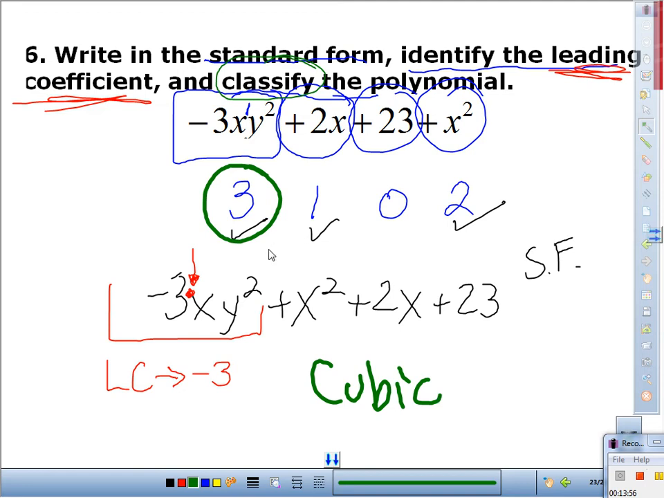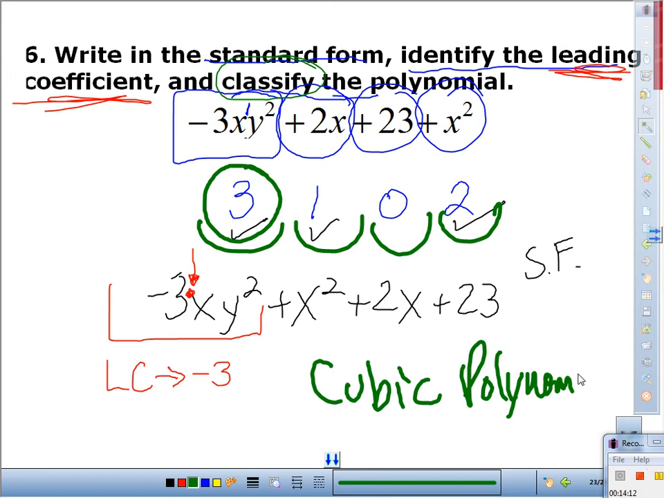How many terms does it have? Let's see. 1, 2, 3, 4. If there was only 1, it would be a monomial. 2, it would be a binomial. 3, a trinomial. But since it's more, it's a polynomial. Is it coming back? Yes? Okay, we're going to do some more practice in a little bit.